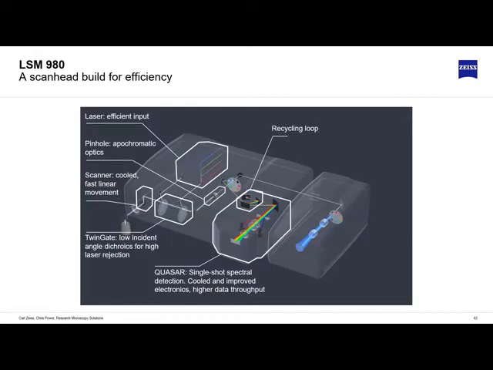Now, how do we do that? The LSM 980 scanhead is really a feat of love and engineering over the past few years, where we've looked at each and every component in the scanhead. We've tried to optimize that for peak efficiency. So very briefly explaining the scanhead, we have laser light coming in. Here we go on to narrow angle dichroics. Here we call it the twin gate because we have two of them for different laser lines.